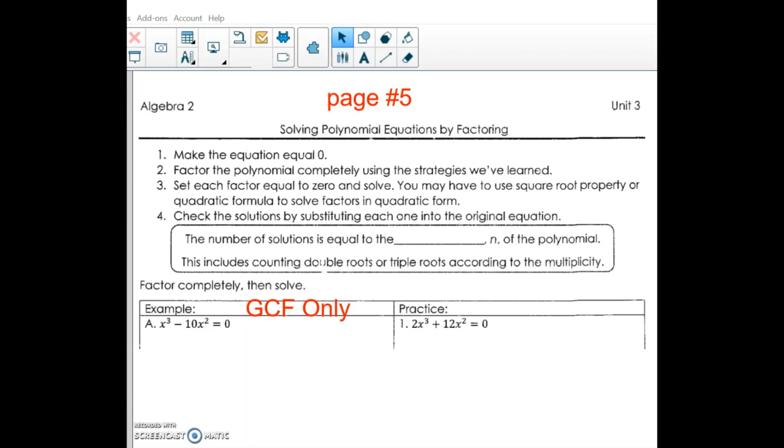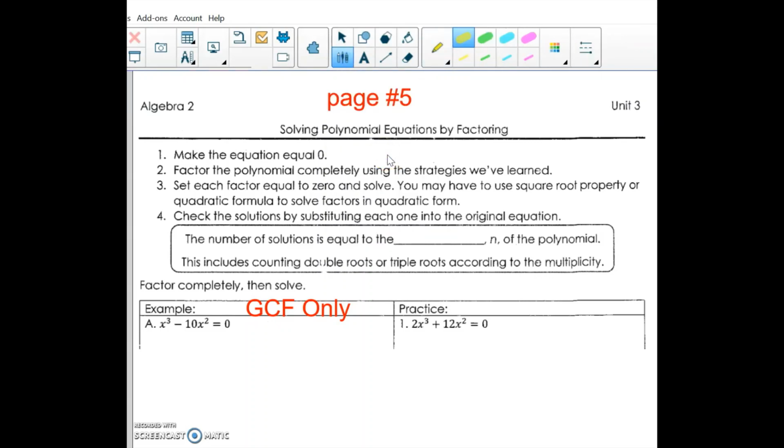What you want to make sure is that the polynomial is equal to 0. If it's not equal to 0, you have to move some things left or right. Factor the polynomial completely. Set the factors equal to 0 and solve. And some of the things that you will have to do for sure.